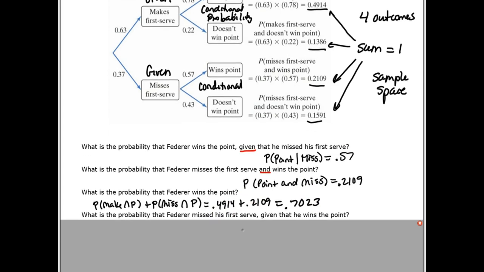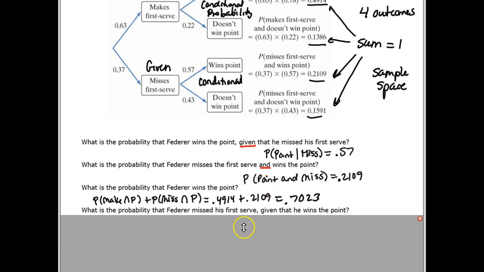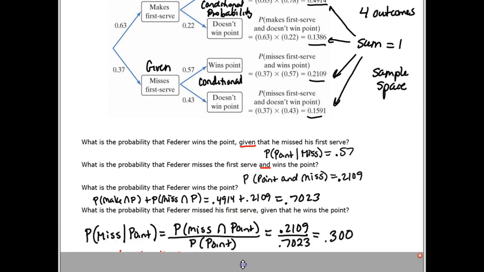So let's think of our conditional probability rule. The conditional probability rule says the probability of a miss given that he won the point equals the probability that he misses and gets the point divided by all the possibilities of getting the point. So there's two different ways that he gets the point: making and getting the point, or missing and getting the point. So we add those two together, and that's the denominator here. Then the probability that he misses and gets the point is our numerator. And when we divide, we get about 0.3.